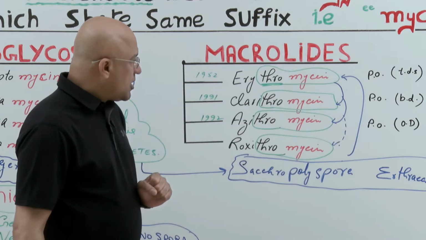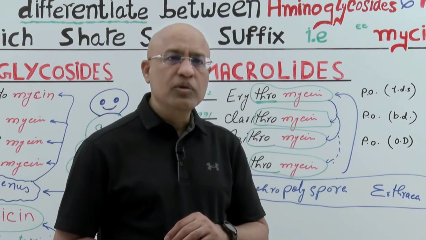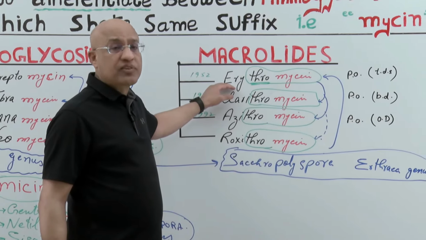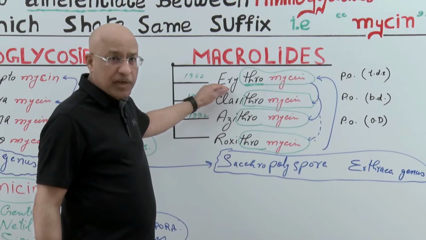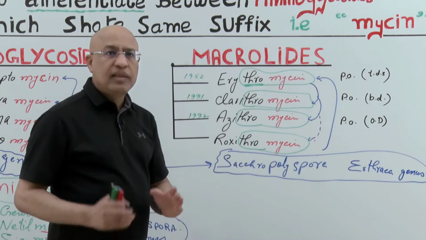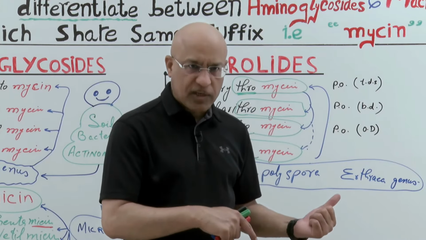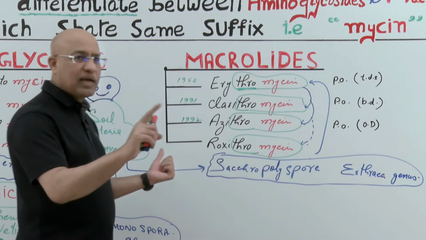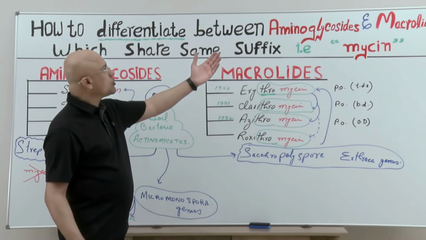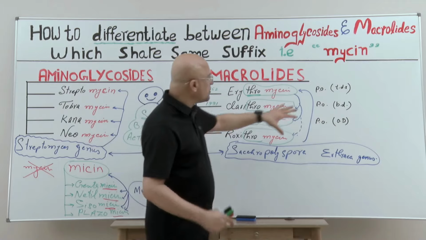Second thing is, not only about its pharmacokinetics, there's another thing, and that is the spectrum of activity. You know, erythromycin mainly acts on gram-positive bacteria, right? Aerobic gram-positive bacteria. But clarithromycin and azithromycin have a broader spectrum of activity. I will not go into detail of this in this lecture, because this lecture is really only intended in the beginning to teach how to differentiate between those aminoglycosides and macrolides which share the suffix mycin. But I thought I'd just give a few words about this.